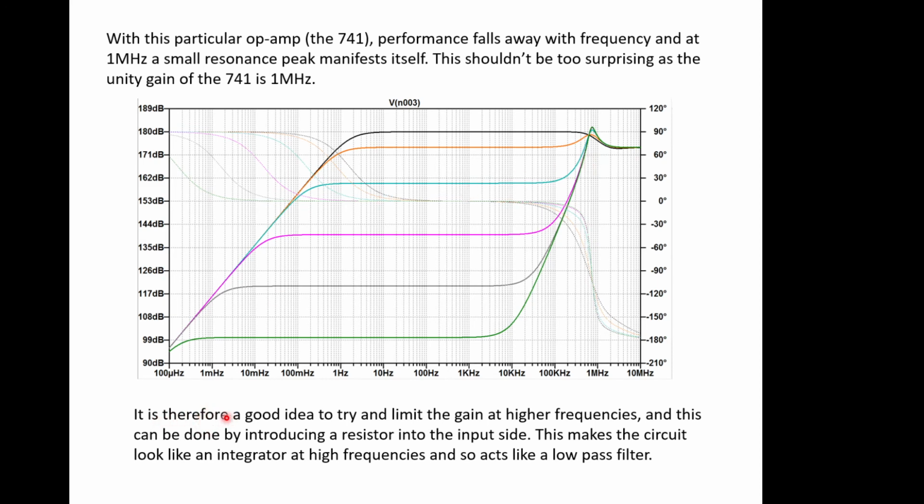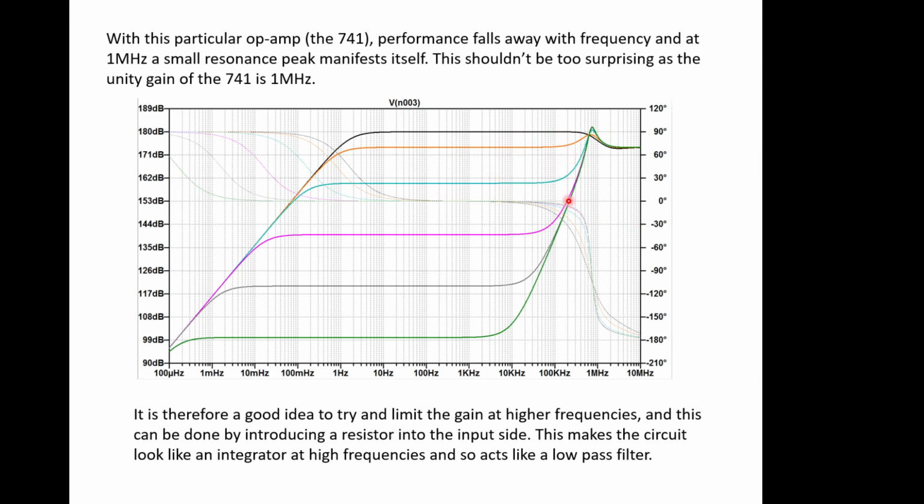One way around this, it's a good idea to try and limit the gain at high frequencies. And this can be done by introducing a resistor on the input side as well. So it's just a simple knowledge of RCs and what they do. And this makes the circuit look like an integrator at high frequencies, so it's like a low pass filter. So what we're trying to do is have a nice flat response here, and then before it gets to this exciting bit where this thing's stopping working really, we'll roll the gain off like this, so that we're just interested in this flat response.